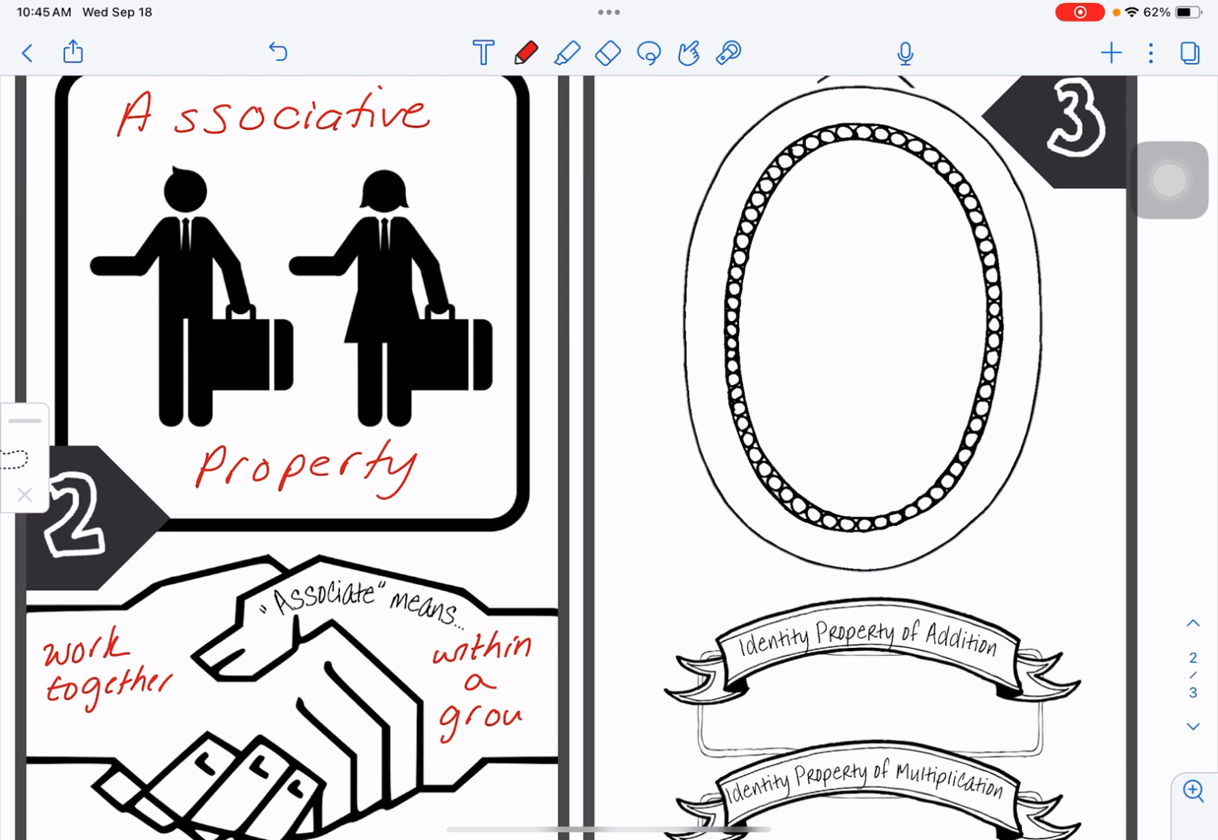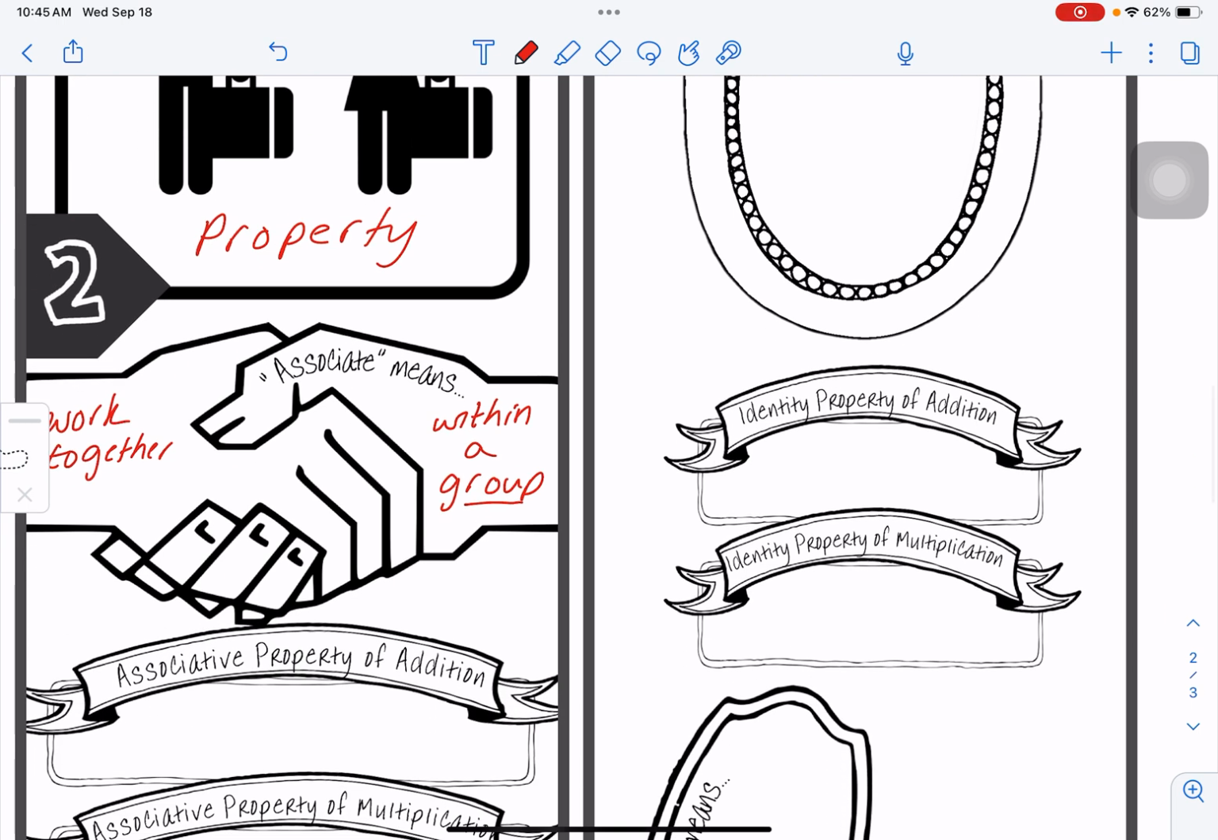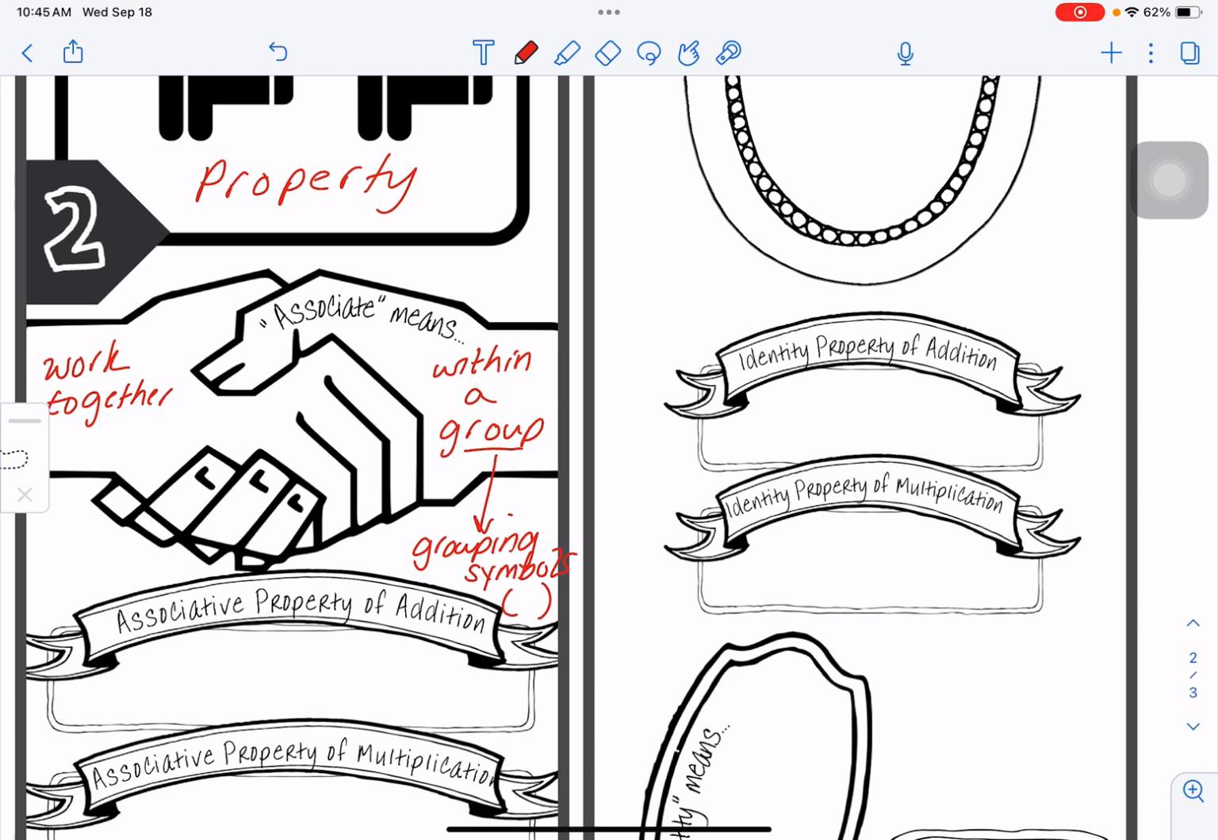Now when I say group, and we think in terms of math, when you hear that word group or grouping, what comes to mind? What should come to mind would be grouping symbols. So if we think about the grouping symbols that we have been talking about in order of operations, those would be your parentheses and brackets. So associate means who we work together with within a group. Grouping symbols in math are parentheses. So the associative property relates to parentheses.